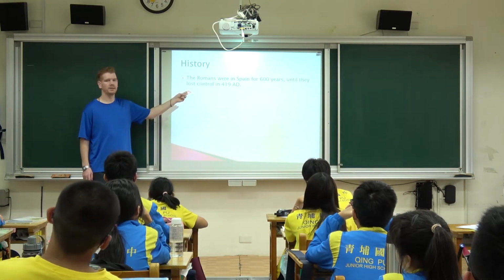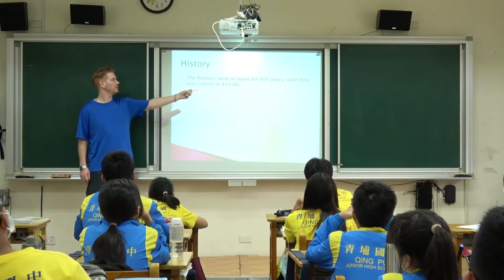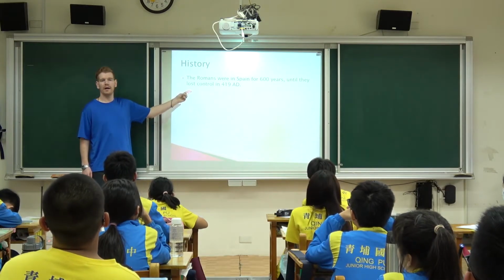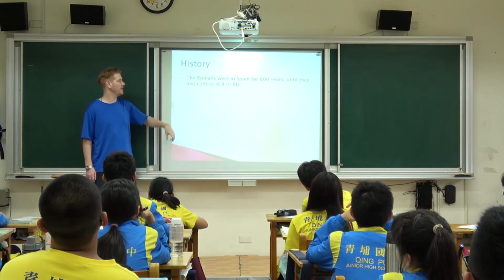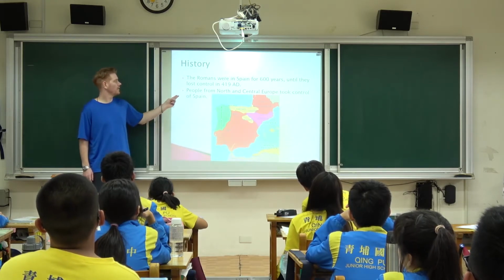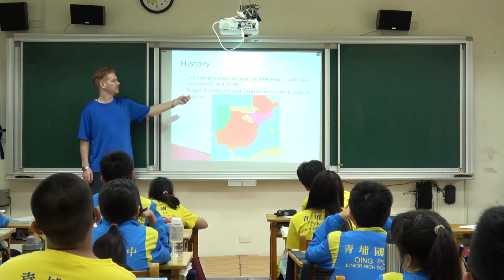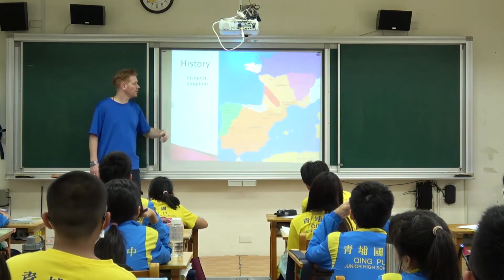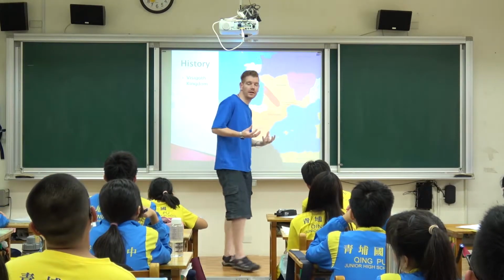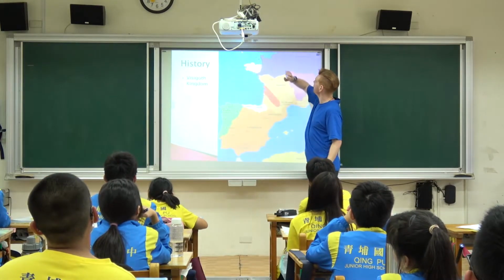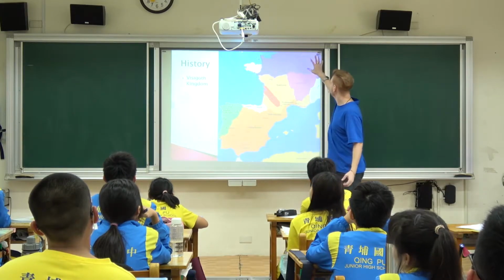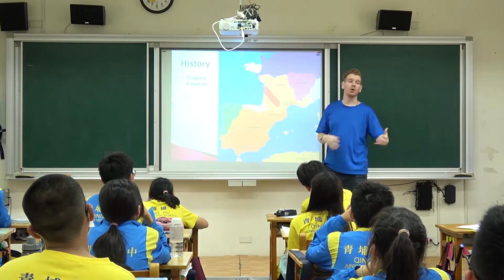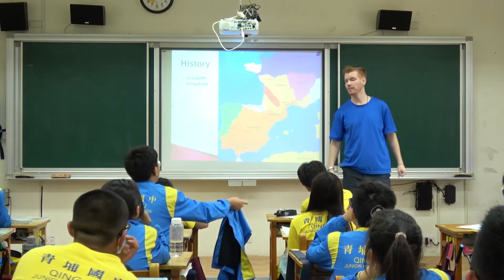The Romans were in Spain for 600 years until they lost control in 419 AD. People from North and Central Europe took control of Spain. So the Romans lost control. Lots of people from the north of Europe, Central Europe, they came to Spain. So lots of different people.